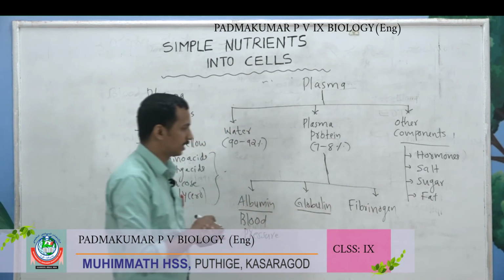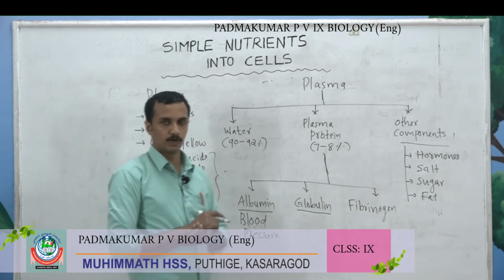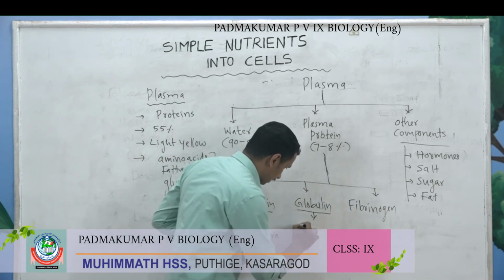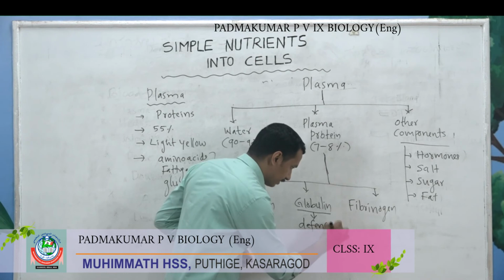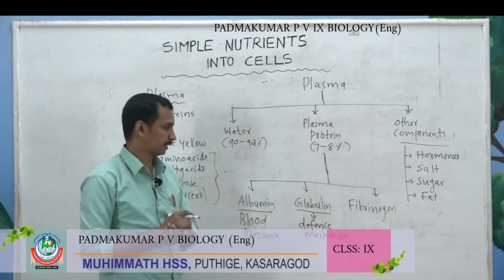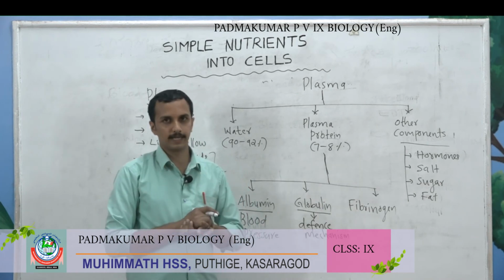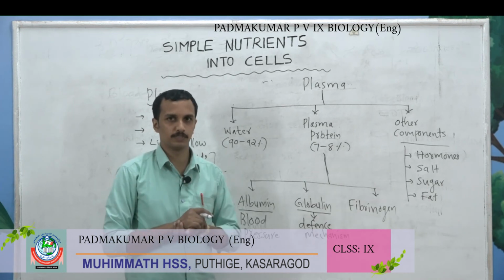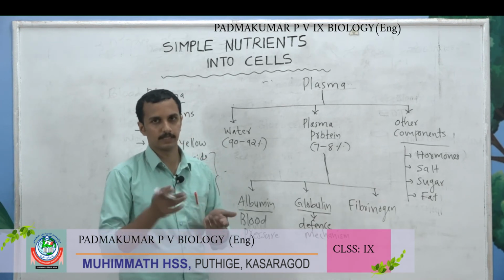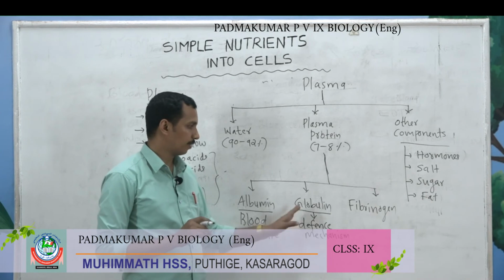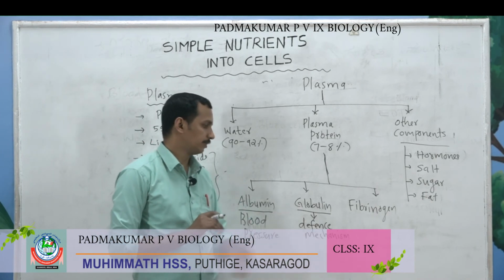And there are some other proteins. The second one is known as globulin. It is associated with the defense mechanism. That means it fights against different types of infectious agents, commonly known as pathogens or microorganisms, for example bacteria, virus, fungus, etc. So it protects from disease causing agents. So globulin protein is associated with the defense mechanism.